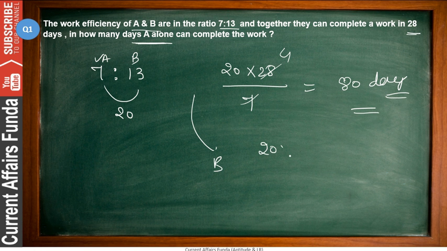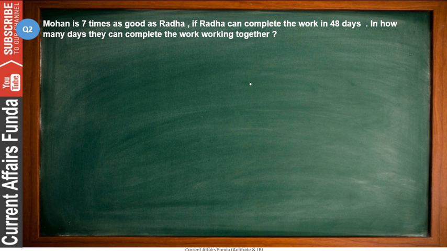Okay, so divide by the efficiency of B, that is 13. So it will be B's answer, and it will be A's. Okay, so follow these steps to solve such kind of problems. Now let's move to problem number 2.